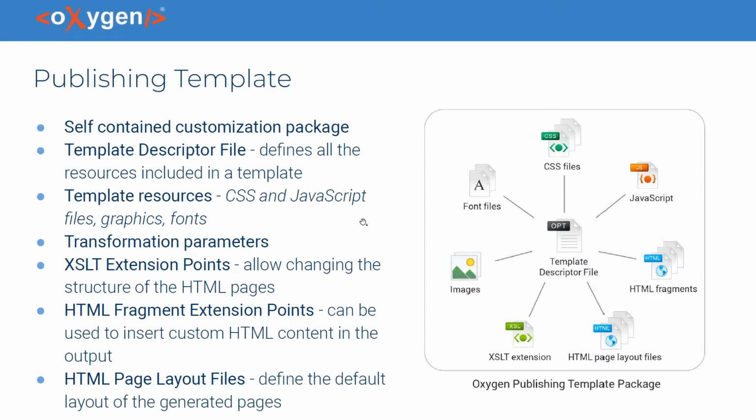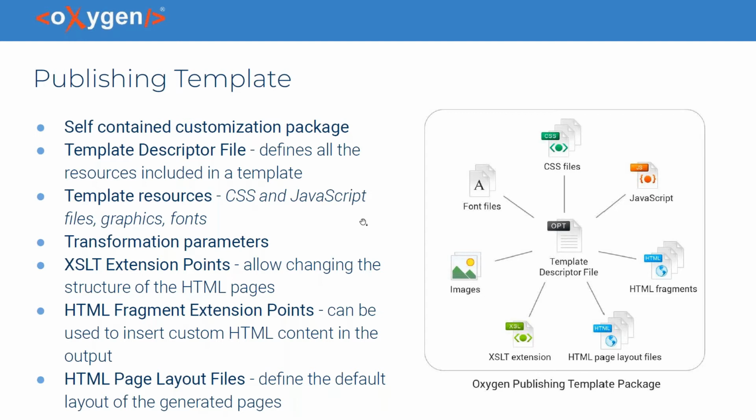The publishing template provides the primary method for customizing the output. It is a self-contained customization package stored as a zip archive or folder that can easily be shared with others. Each publishing template includes a descriptor file that defines all the metadata and the resources included in a template, such as CSS files, images, JavaScript files, and transformation parameters.